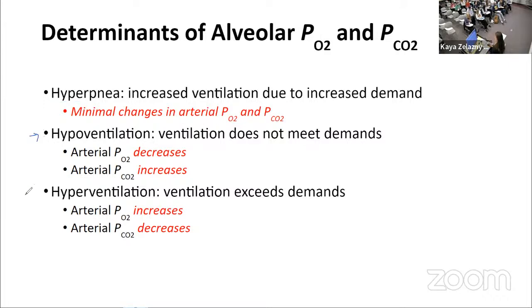Hypoventilation and hyperventilation are problems, okay? So hopefully, looking at these words, you can kind of predict what they're going to mean, right? So in hypoventilation, what we're saying is that we have too little ventilation. We're not having enough air. We're not breathing in enough air in order to meet the demands of our body.